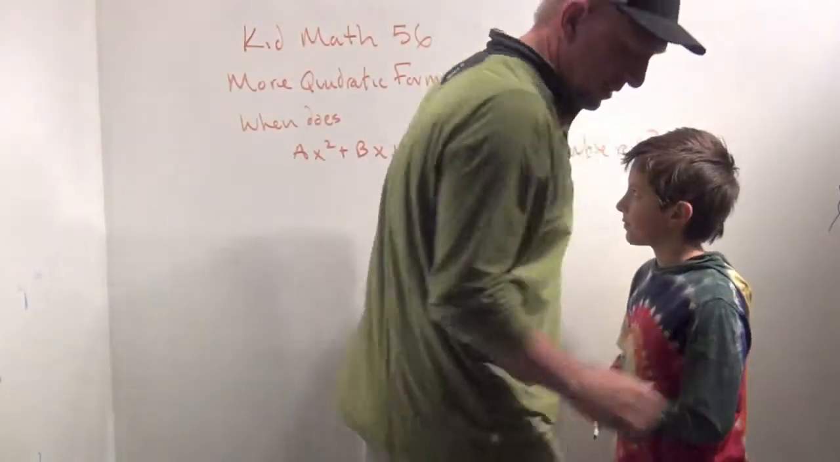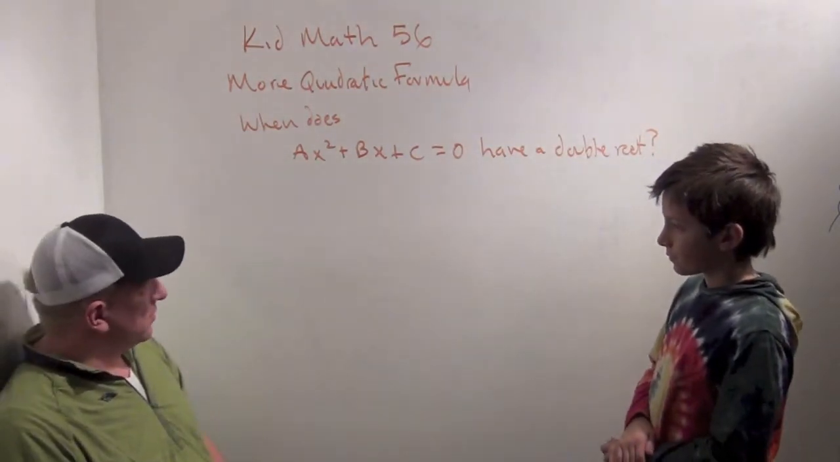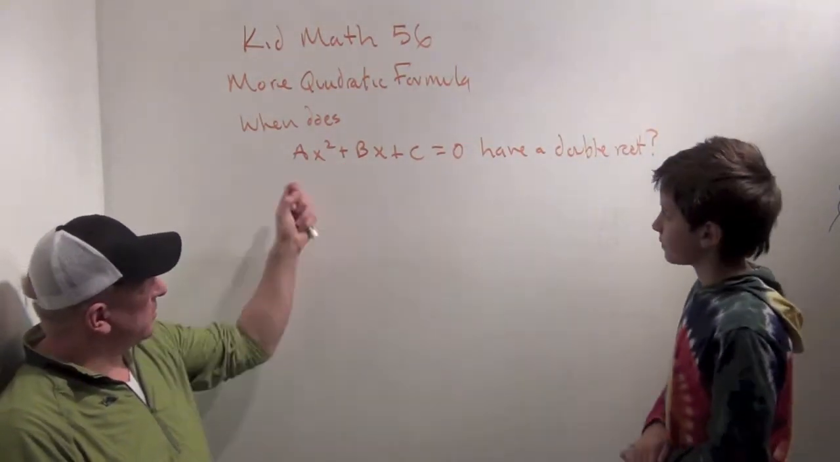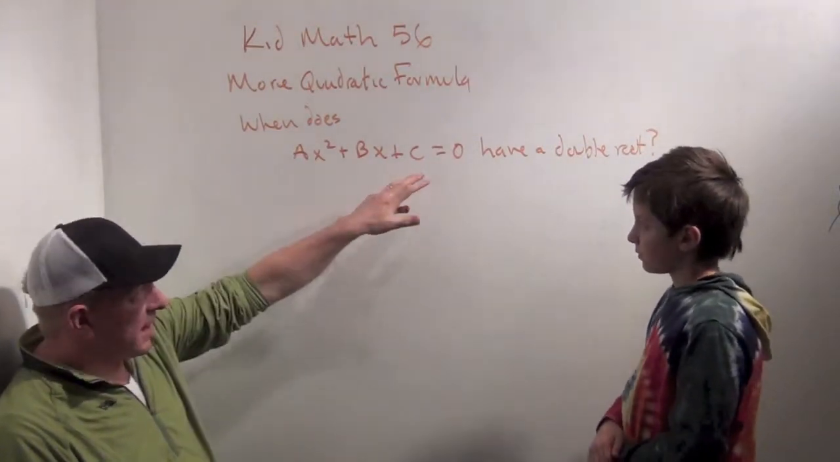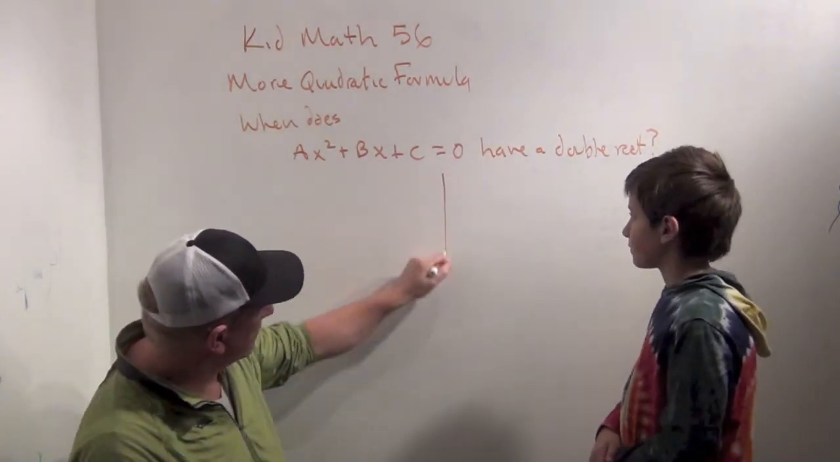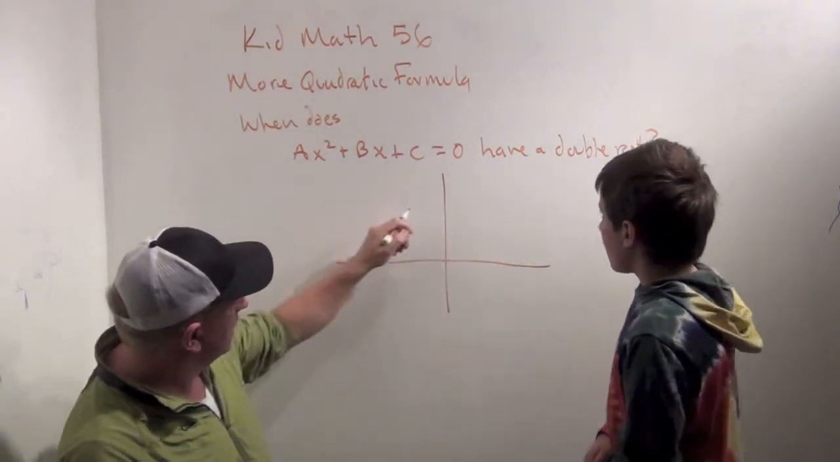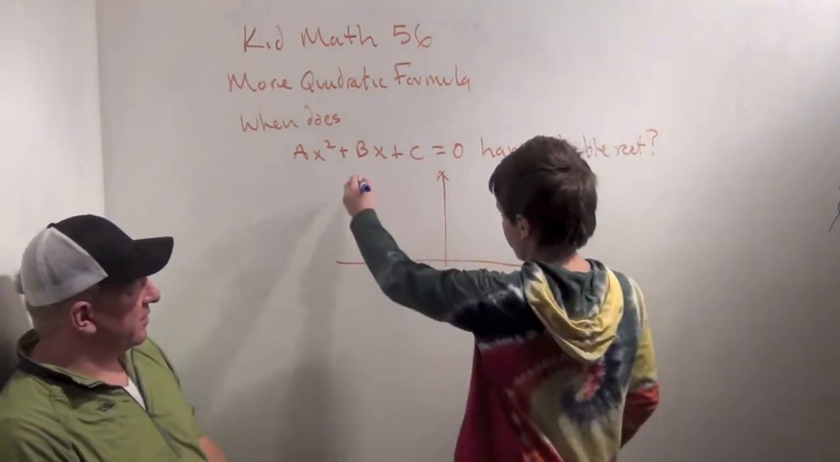KidMath number 56. So today, in kind of fun stuff with the quadratic formula, we're going to ask the question: when does a quadratic equation have a double root? But before we jump into the algebra on this, what does it mean geometrically? What sort of shape is a quadratic? It's a parabola.